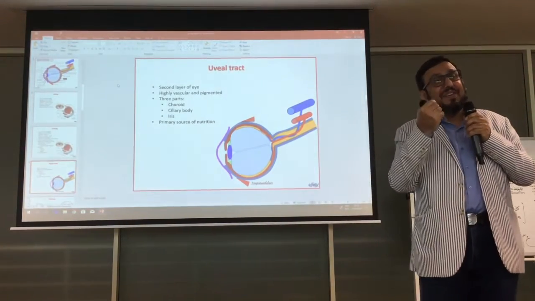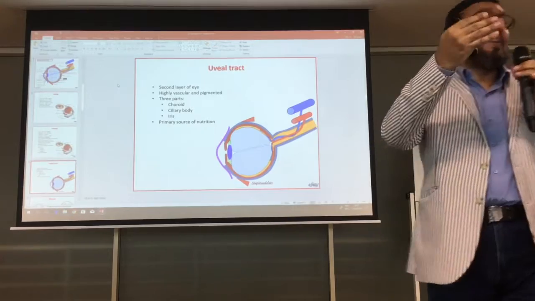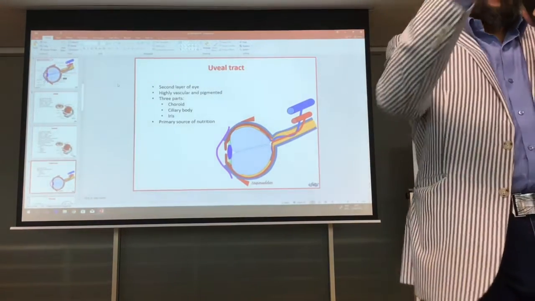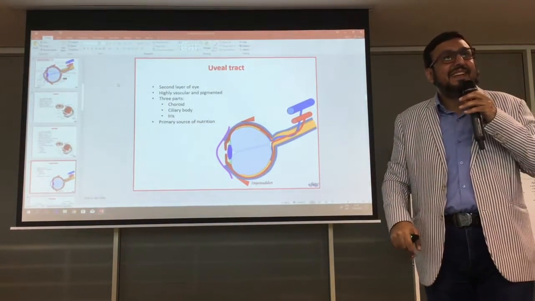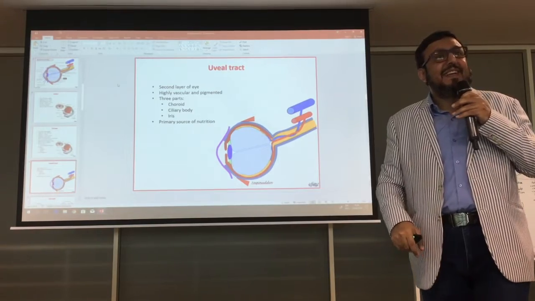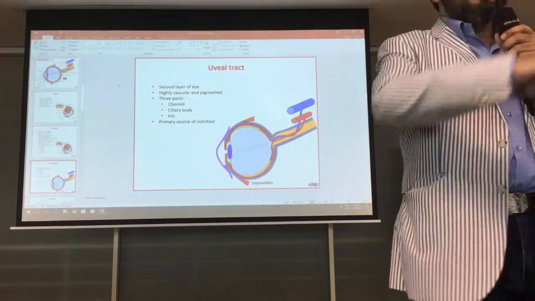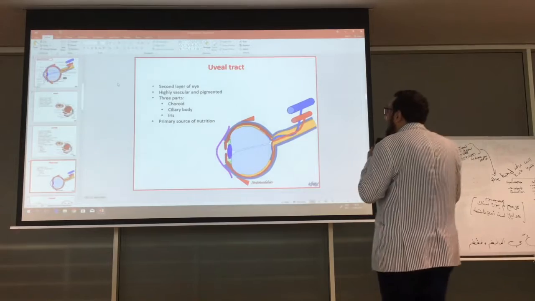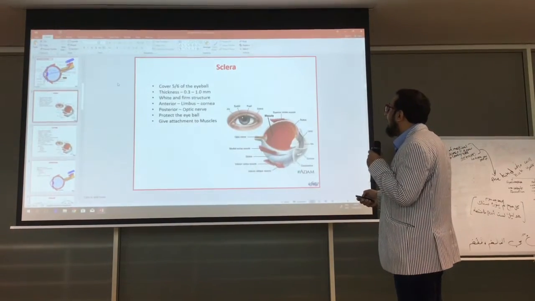So then you will have to reduce that, and in that case, your cornea will be lax. But if it was too much, you'll have to remove some. And what does the extra fluid do? We will talk about it in glaucoma.